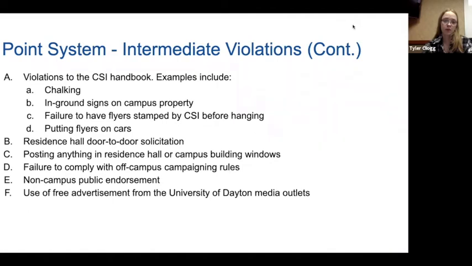Some more intermediate violations are violations to the CSI handbook, residence hall door-to-door soliciting, posting anything in residence hall or campus building windows, failure to comply with off-campus campaigning rules, non-campus public endorsement, and use of free advertisement from the University of Dayton's media outlets.